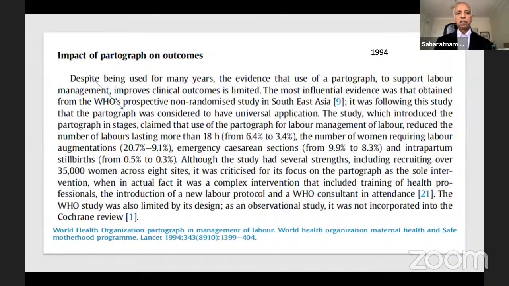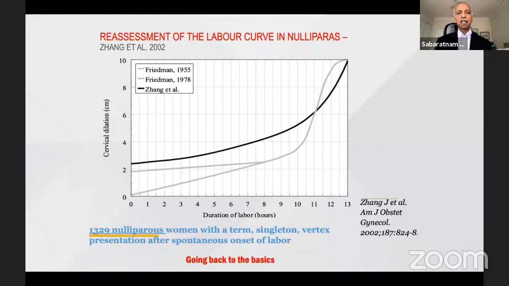Now, the paper of the study was published in the Lancet. This is about 35,000 women. It was a semi-wedge randomized study, so it was not included in the Cochrane analysis, but it showed that the augmentation rate was reduced if you use a partogram, from 20% to 9%, so fewer women had oxytocin. There was a slight reduction in cesarean section rate and also stillbirth rate. So this got adopted as a uniform standard after this particular study in 1994.